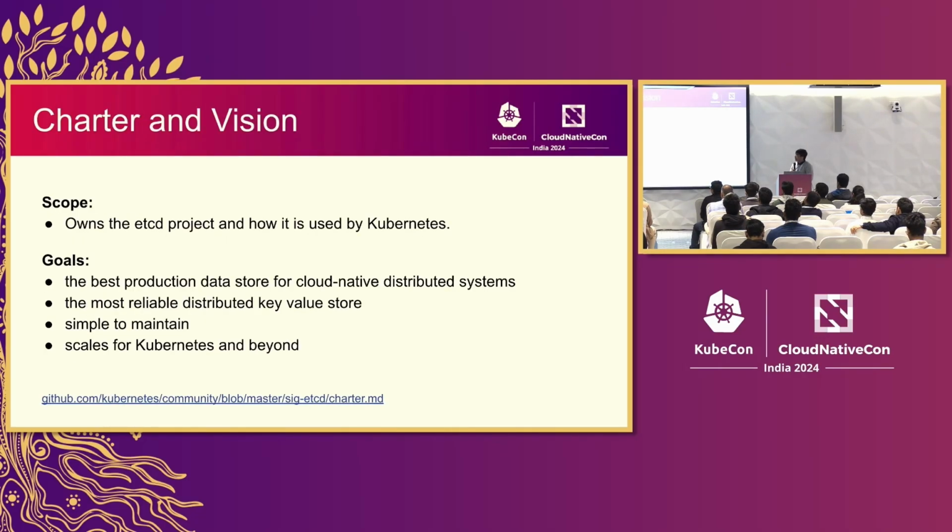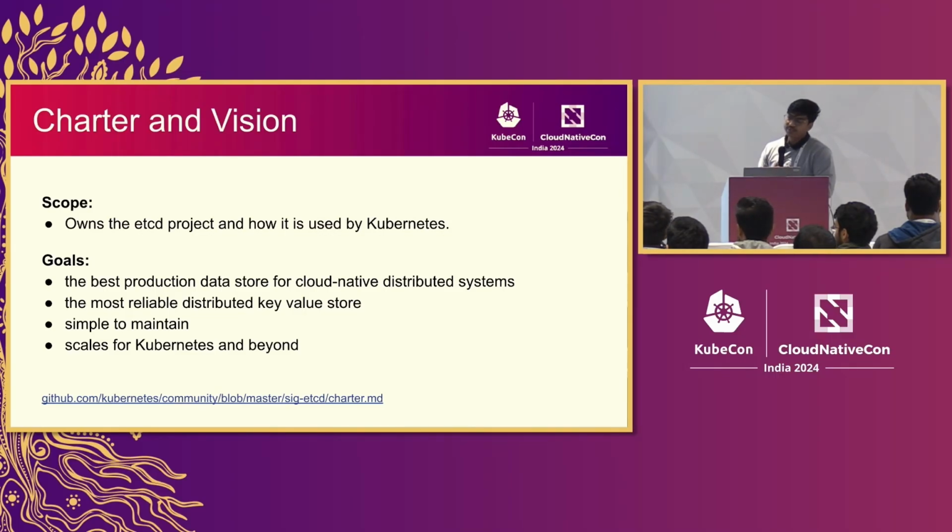So what is this SIG about? SIG-etcd owns the etcd project, and it also defines how Kubernetes will use it. In fact, there is an implicit contract between Kubernetes and etcd to clarify the requirements and also improve the testing and the documentation on both ends. The main goal of this SIG is to provide the best production-grade data store for any cloud-native distributed systems. It should be reliable, robust, yet easy to maintain. And it should be scalable. It should scale for Kubernetes and other distributed systems as well.